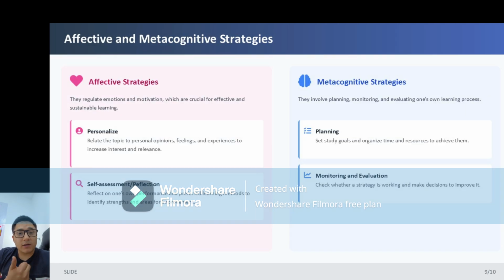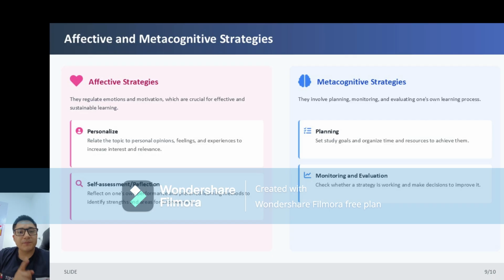Affective and metacognitive strategies. Affective strategies. These regulate motivation and emotion to create sustainable learning. Personalizing: relating the topic to personal opinions or experience to increase interest. Self-assessment and reflection: reflecting on one's performance to identify strengths and areas for improvement.